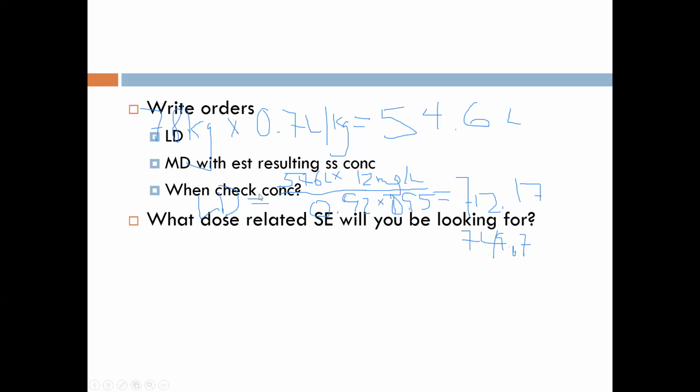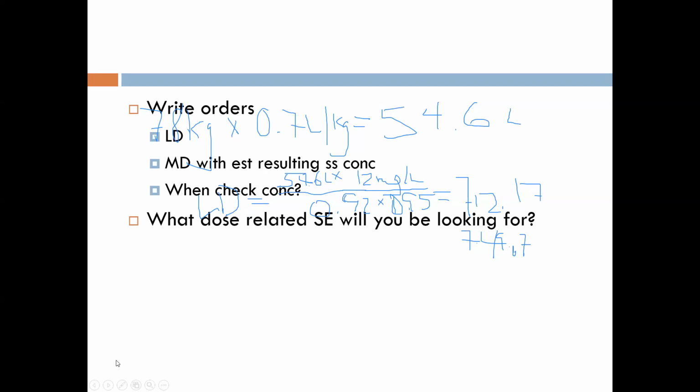When will we check concentration? Well, we want to be at steady state. Remember, the half-life is changing all the time, so the time to steady state will also be changing, but an average usually for most people is about 8 hours, so 8 times 5 is 40. I'd probably check in 2 days.